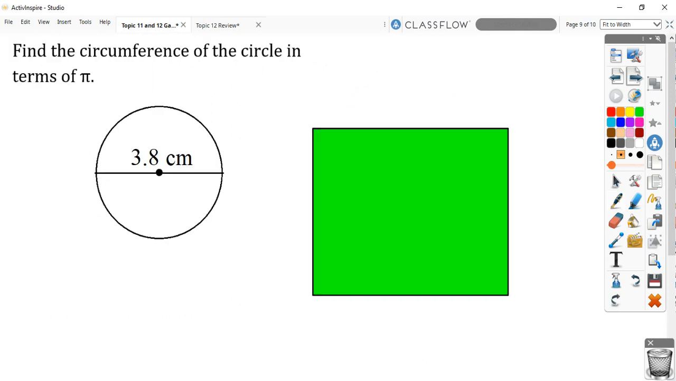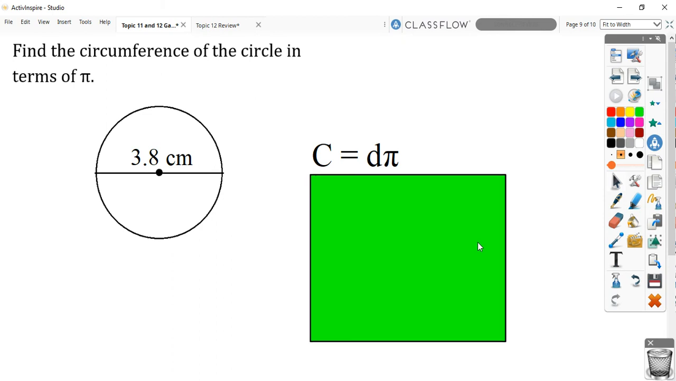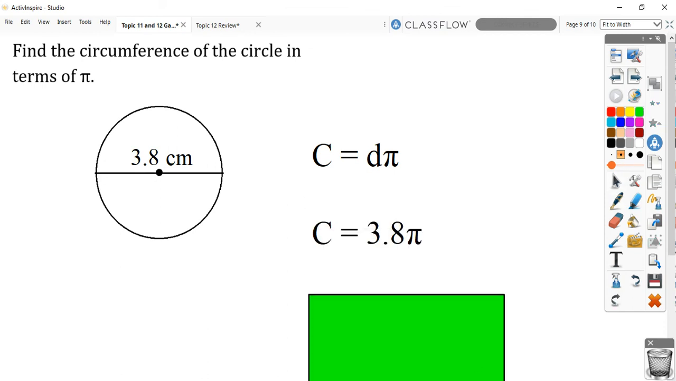This last one is the quickest and easiest problem on either of our reviews. Find the circumference in terms of pi. Well, we know that the circumference is just equal to pi times diameter, right? Look at what it gave us in that diagram. It is the diameter. It's just 3.8 pi. Don't make that one too hard on yourself, all right?